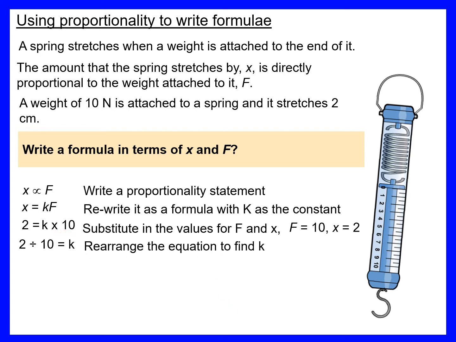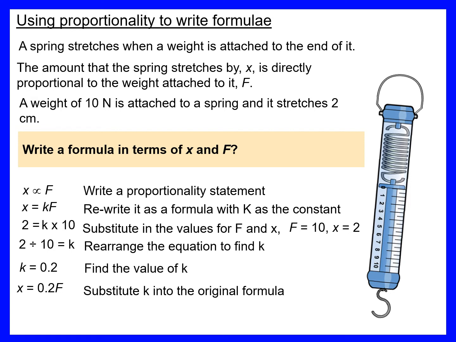Okay, next step then is to rearrange the equation to find k. So to get rid of a times 10 from both sides, I'm going to divide both sides by 10, which means that k is 0.2. So we now have our value of k. Finally then, once we know the value of k, we're going to substitute it back into our original formula up there. And we get x is 0.2f. So that there is our final formula then here.